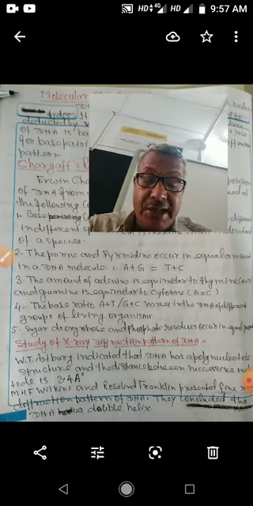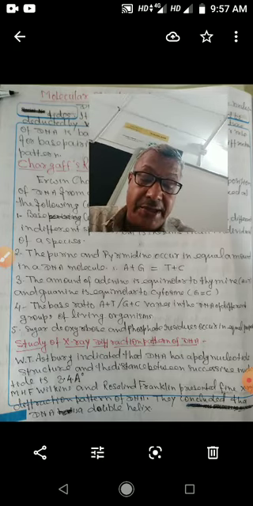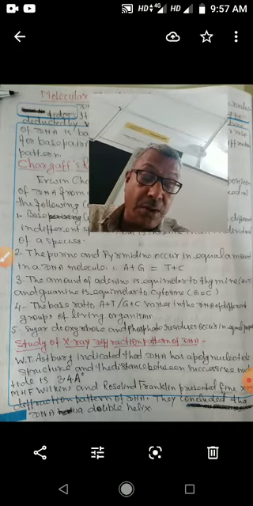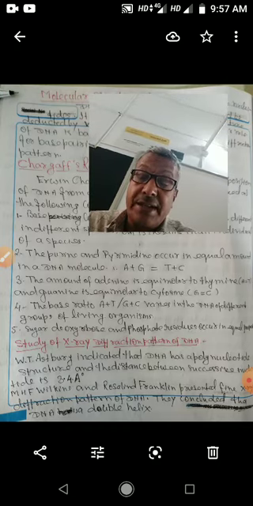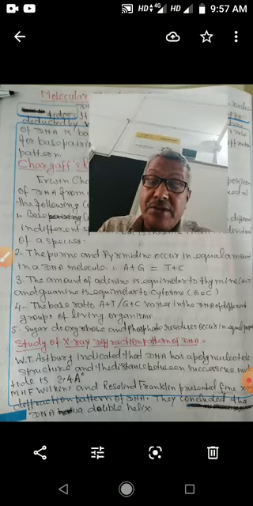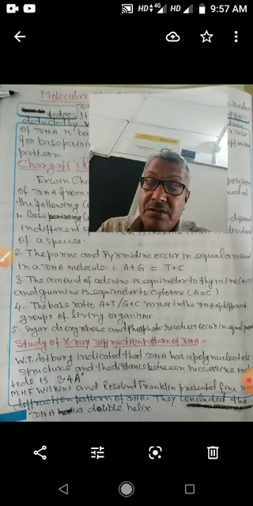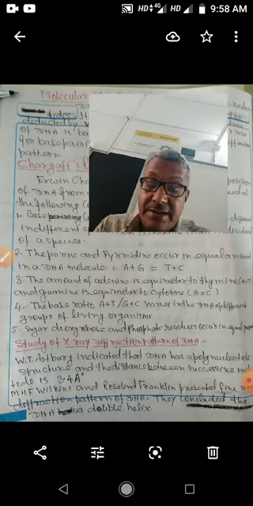Sugar deoxyribose and phosphate residue occur in equal proportion. So these were the conclusions of Chargaff. These conclusions are called Chargaff's rule. Next is the X-ray diffraction pattern of DNA.